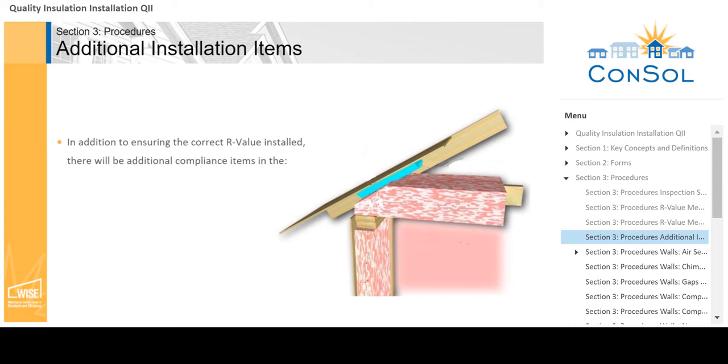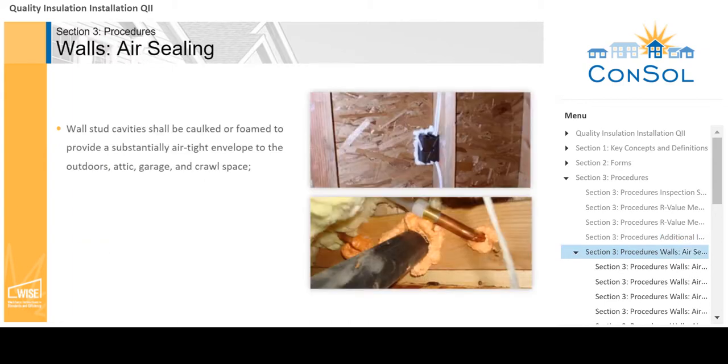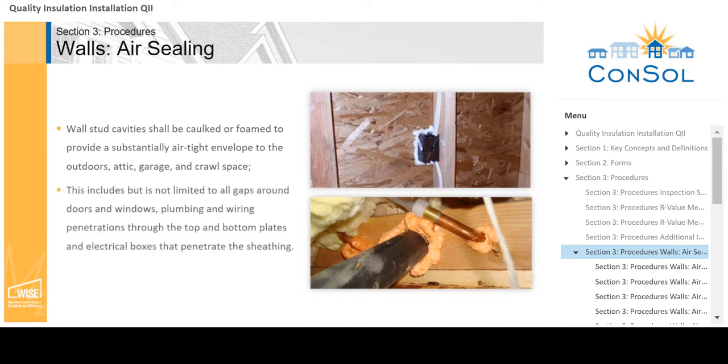In addition to verifying the installed R value, there are additional verifications that must be performed for air sealing and installation quality: walls, ceiling, roof, floor. Wall stud cavities shall be caulked or foamed to provide a substantially airtight envelope to the outdoors, attic, garage, and crawl space. This includes but is not limited to all gaps around doors and windows, plumbing and wiring penetrations through the top and bottom plates, and electrical boxes that penetrate the sheathing.